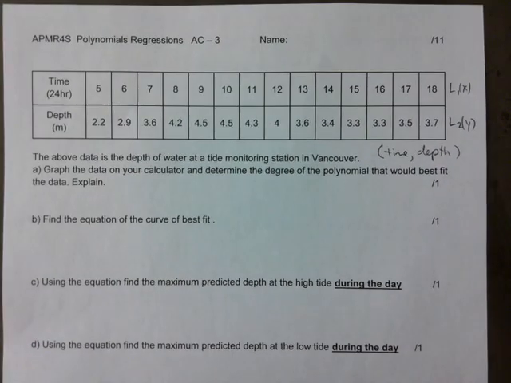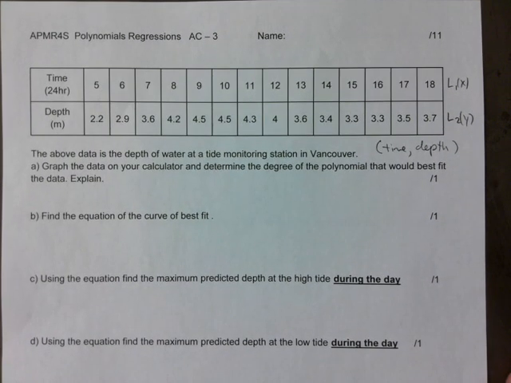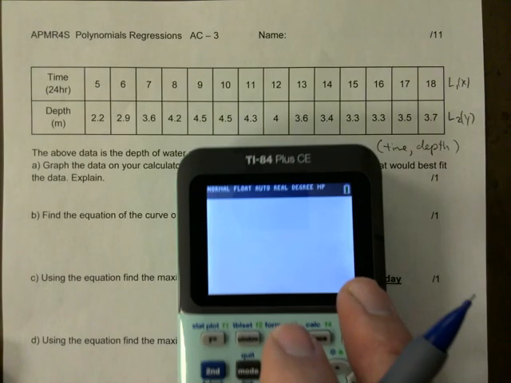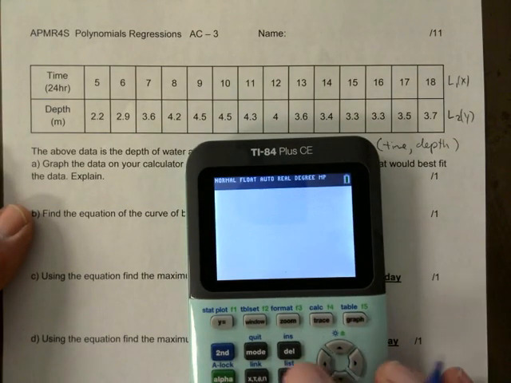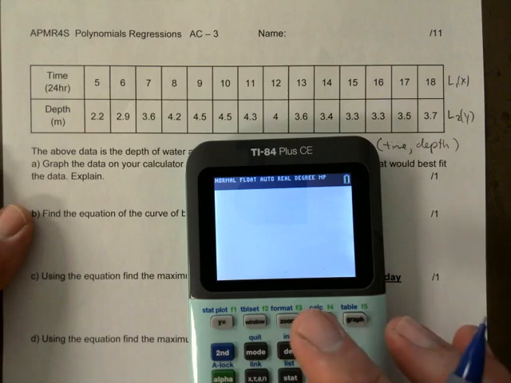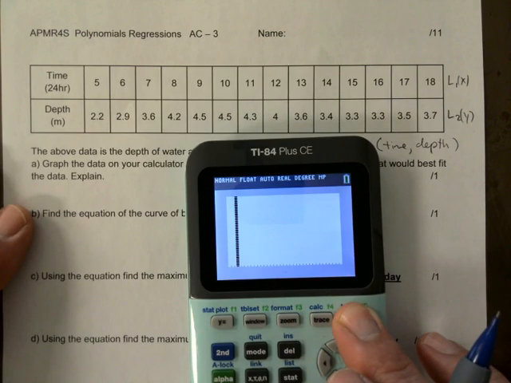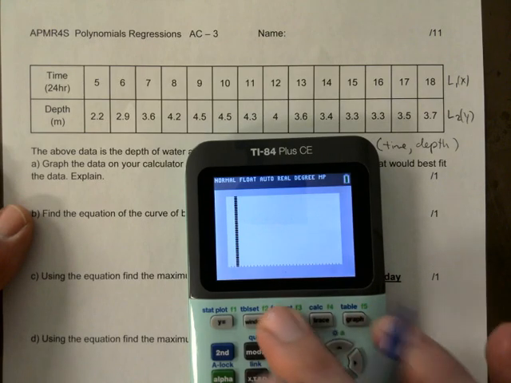The above data is the depth of water at a tide monitoring station in Vancouver. Graph the data on your calculator and determine the degree of the polynomial that would best fit the data. I went ahead and entered all these points. A couple of things here. You could go graph, nothing happens. You could go zoom stat.